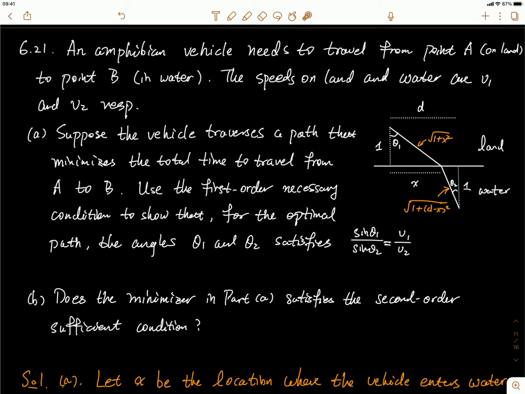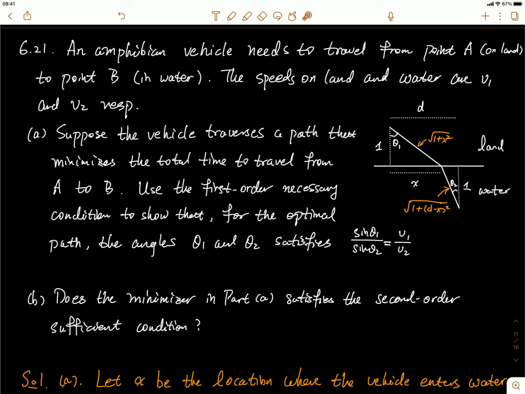The first question is to show that if we reach the optimal x, and then we check the angles here, called theta 1 and theta 2, they want us to verify that theta 1 and theta 2 satisfy this equation, where v1, v2 are the speeds on land and water. So this is the one equation we want to verify when we reach an optimal point x.